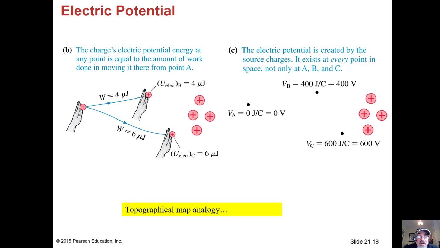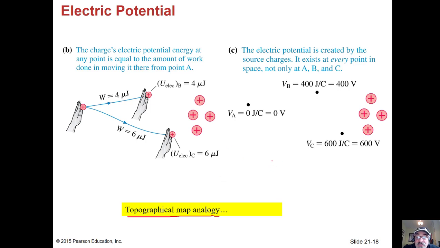Okay, so I've already talked about the topographical map idea. So points that have the same voltage are at the same height. So a little bit more about this actually. The topographical map analogy is if you have the same voltage, you're at the same height. So if you put some mass at the same height, you'd have the same gravitational potential energy. So if you have a surface that has the same voltage, you would have the same amount of energy stored there.